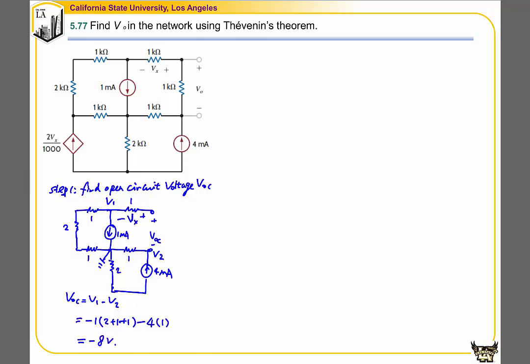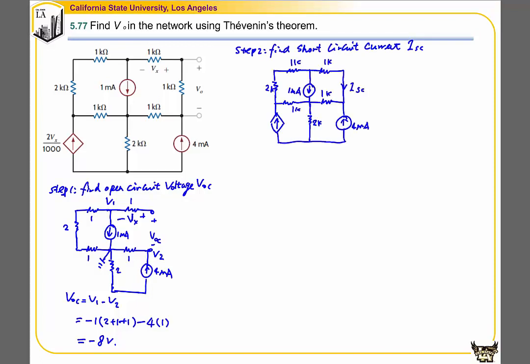The second step is to find the short circuit current, ISC. So we draw the circuit again. We are looking for the current ISC. So this is also a very standard problem from chapter 3. You can use nodal analysis or you can use loop analysis. Since we already used nodal analysis from the first part, we're going to use loop analysis for this part.